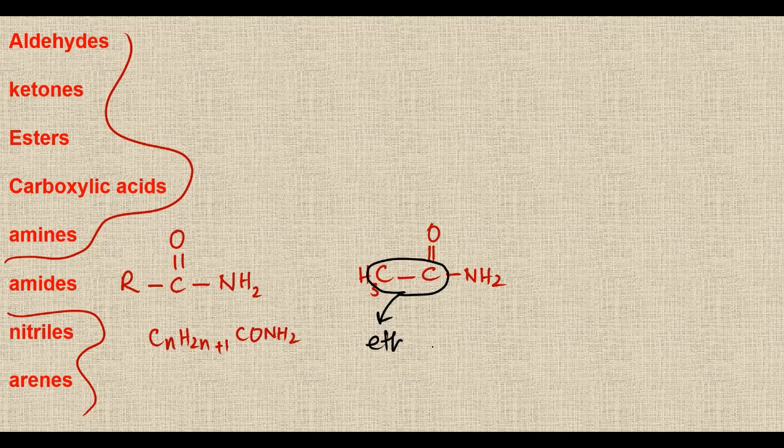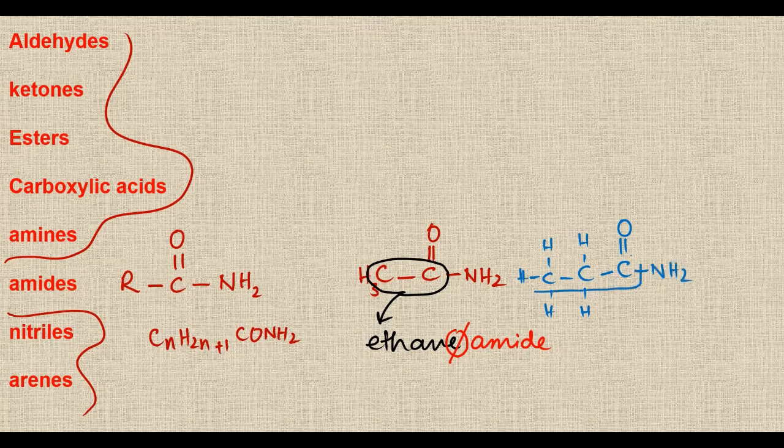2 carbon atom is ethane, and replace the last E with amide. So the name of this compound is ethanamide. Taking another example for clarity, if there is an ethyl group attached on one end of the carbonyl group, the total number of carbon atoms will become 3. That's how this compound is called propanamide.